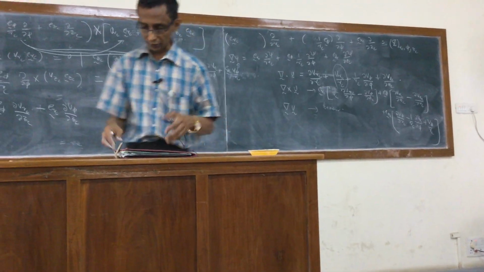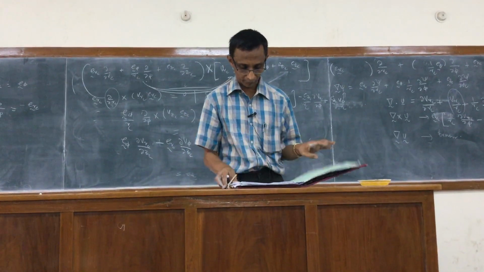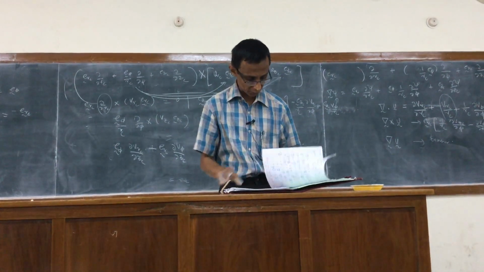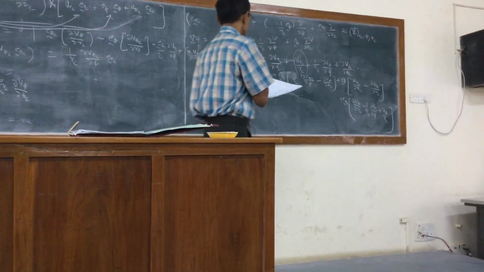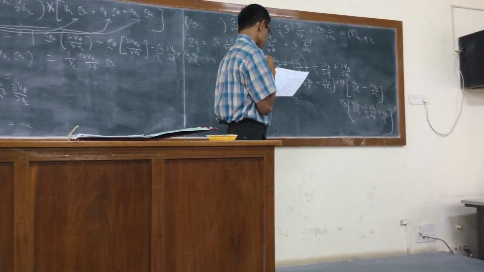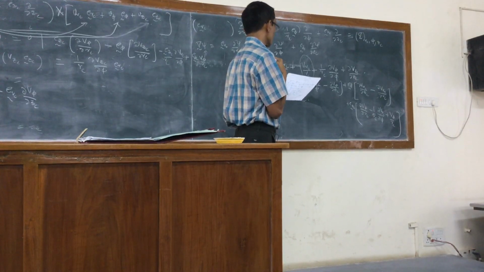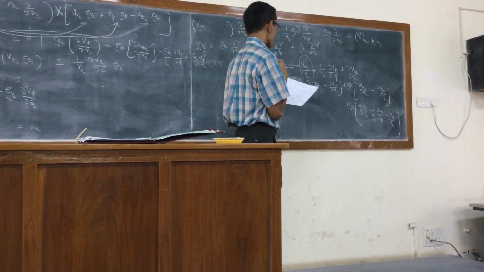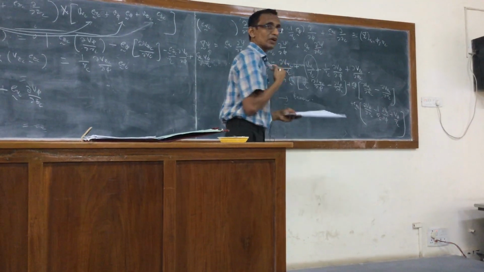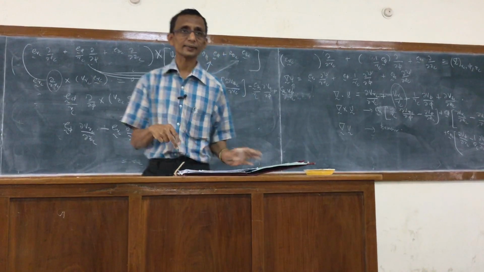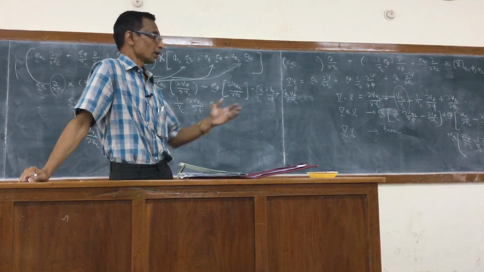You can compare it with what is there in the books, because I just want to make sure that I haven't made any mistake in any of the signs. It looks okay. We have that, so that is the curl of a vector.